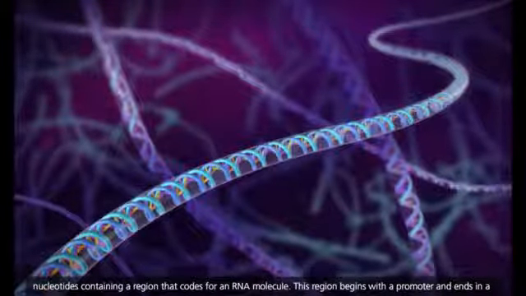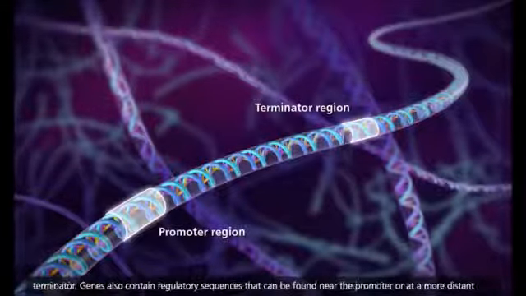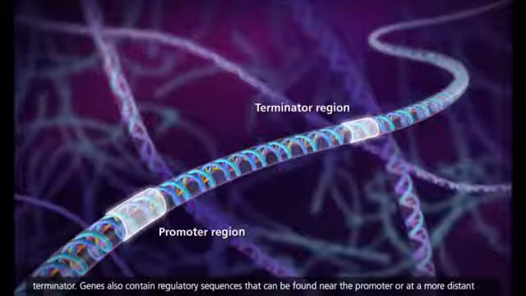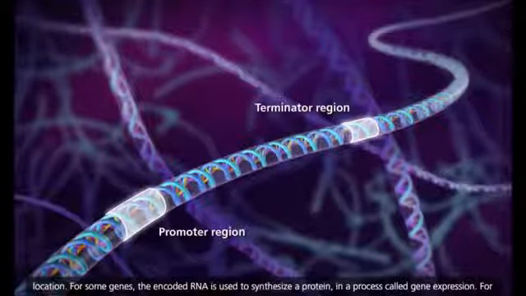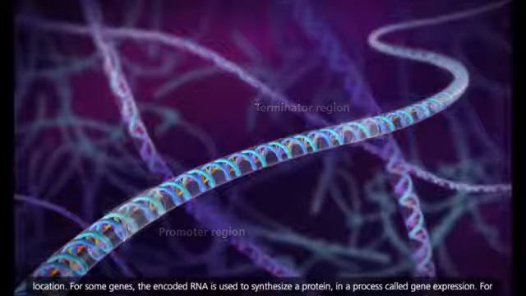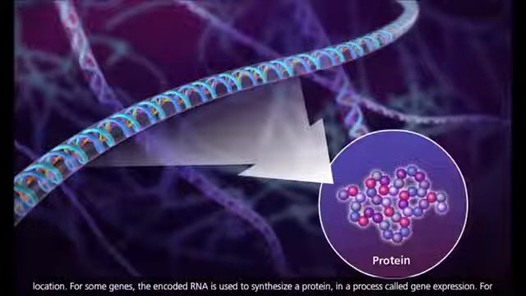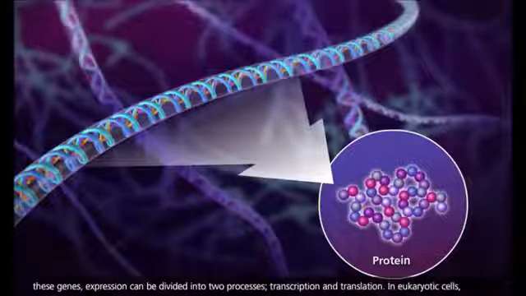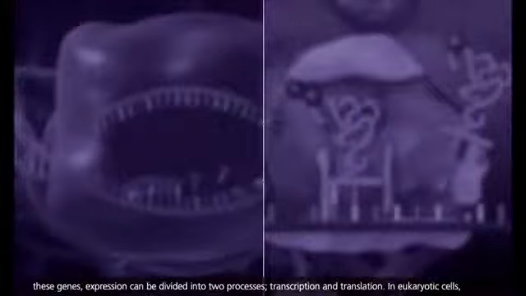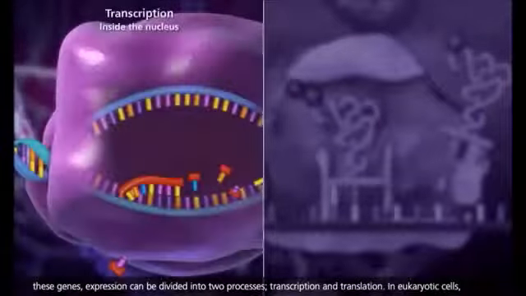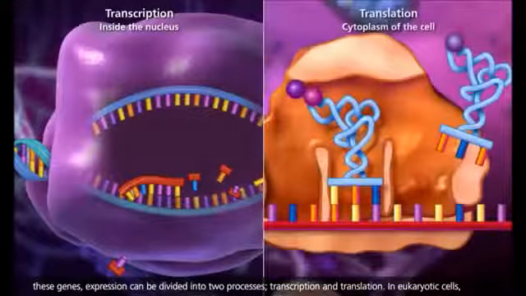This region begins with a promoter and ends in a terminator. Genes also contain regulatory sequences that can be found near the promoter or at a more distant location. For some genes, the encoded RNA is used to synthesize a protein in a process called gene expression. For these genes, expression can be divided into two processes: transcription and translation.